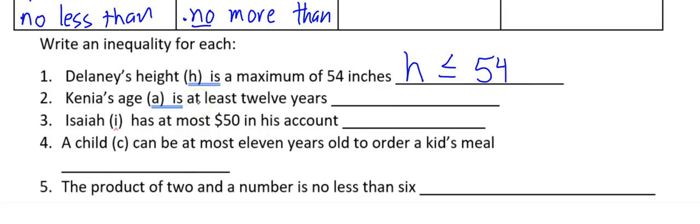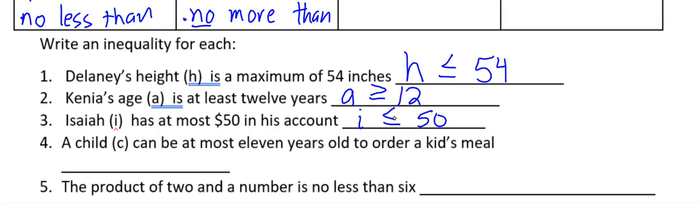Kenya's age is at least 12 years. So her age is at least 12 years. It could be 12 years. It's at least that, so that means it could be 13 or 14 or 15. So it's greater than or equal to 12. Number 3 is that Isaiah has at most $50 in his account, so we're going to use I for Isaiah. He has at most 50. He could have 50, but that's the most he could have, so that's going to be less than or equal to 50.